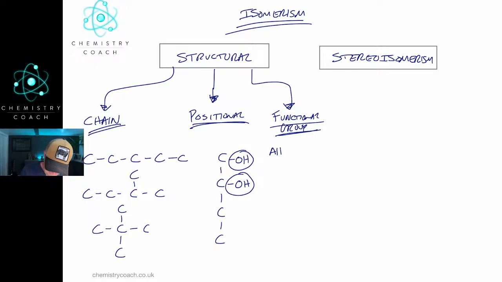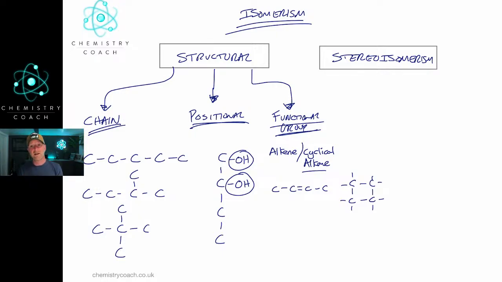Now, the first one, I would say, is alkene and cyclic alkane. So for example, you could have butene, which is C4H8, but equally you can have C4H8 in a cyclic fashion. These are all hydrogens, of course. So they have the same molecular formula, but a different functional group.